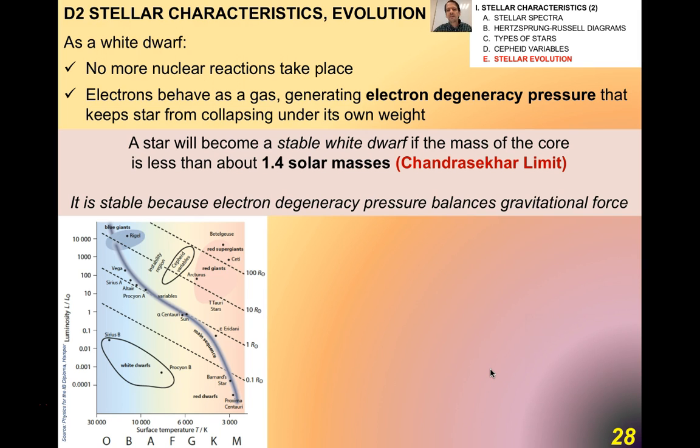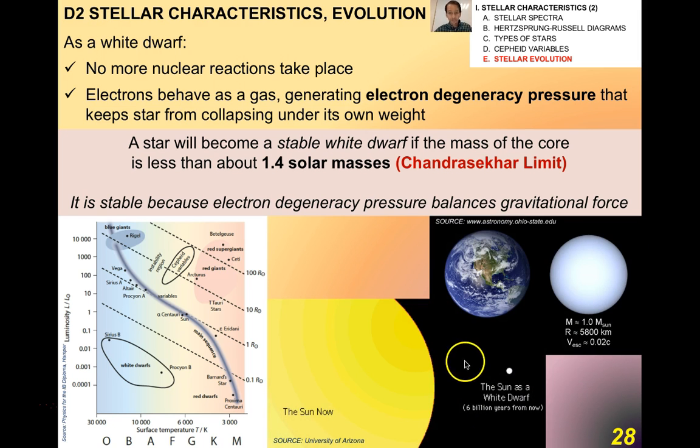So a star will become a stable white dwarf if the mass of the core at this point is less than about 1.4 solar masses. And this is something you need to know qualitatively in the IB. It's called the Chandrasekhar limit, okay? And it's stable because electron degeneracy pressure balances the gravitational force, but at a much smaller radius, okay?